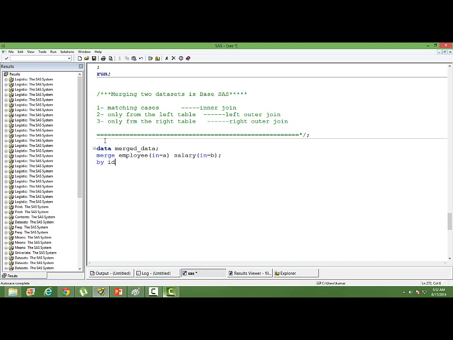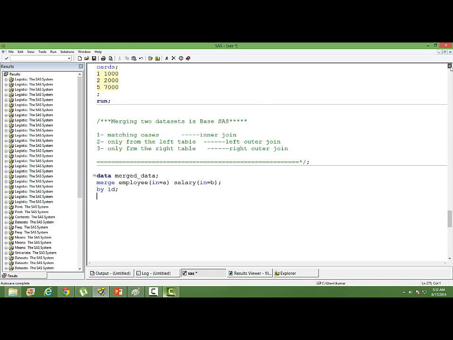By ID. ID is our unique ID, the primary key in both the datasets. We cannot have a duplicate there. We use that primary key here in the by statement, by ID. We want to merge by ID. The condition is that for inner join. So what is inner join? If you can recall, we want only the matching cases, only the matching IDs.